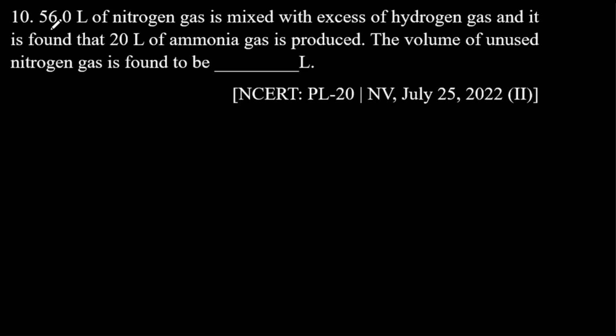The next question is, 56 liters of nitrogen gas is mixed with the excess of hydrogen gas and it is found that 20 liters of ammonia gas is produced. The volume of unused nitrogen gas is found to be dash liter. So you know the synthesis of ammonia equation, N2 plus 3H2 gives 2NH3. So from this balanced equation, you can see the number of moles. 1 mole of N2 gives 2 moles of ammonia.